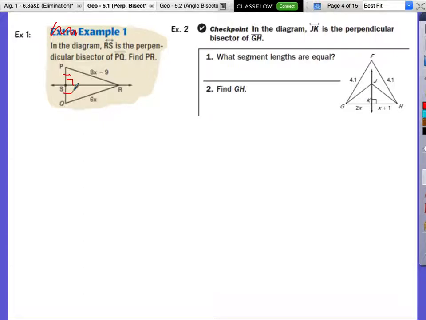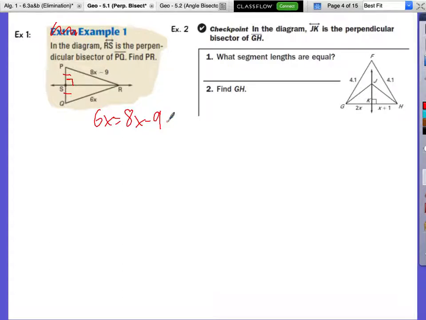Okay, so what's your justification for saying that 6x is equal to 8x minus 9? What makes us be able to say that? Bisector. Okay, so line RS is the segment bisector, and R is on the bisector. If we look right above this at the perpendicular bisector theorem, what happens if a point is on the perpendicular bisector of a segment? Go ahead, everybody read it. Perpendicular bisector theorem: if a point is on the perpendicular bisector of a segment, then it's equidistant from the endpoints of the segment.